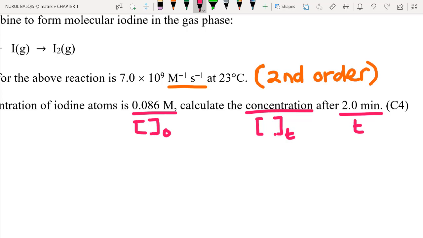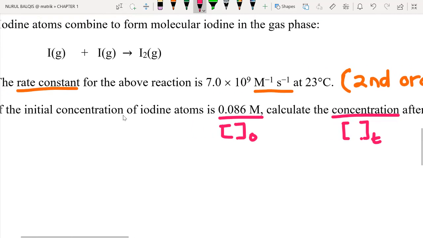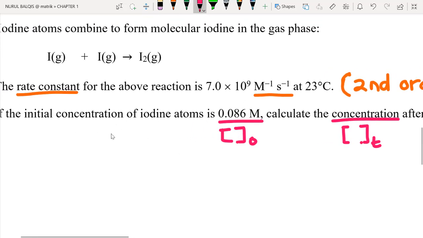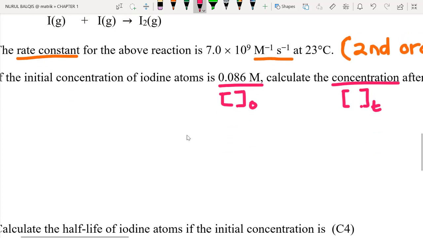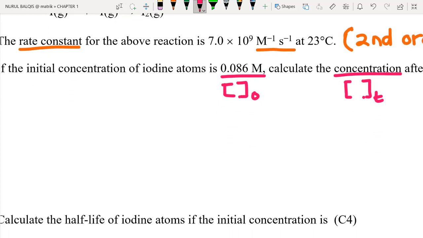So we know that we need to find the concentration of iodine at a certain time, and then we have information regarding initial concentration and also the time taken, and we also have information regarding the rate constant. So how do we start doing this question? Okay, for such information, we're going to use the integrated rate law for second order reactions.